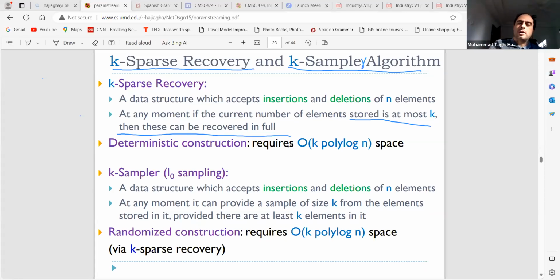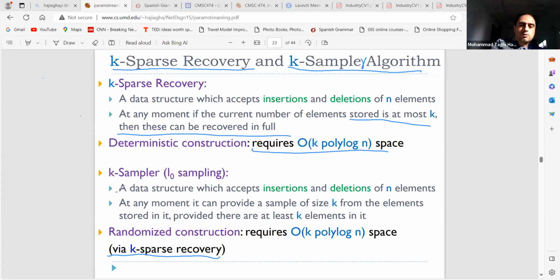There's a deterministic construction for that, which requires k polylog n space. The second algorithm is essentially based on the previous one, via k-sparse recovery. When it is sparse, I should be able to get them correctly. Of course, this correctness is important. The k-sampler is very similar to that. It's essentially handling the case that k-sparse recovery cannot handle.